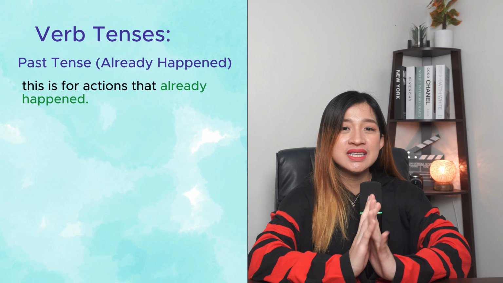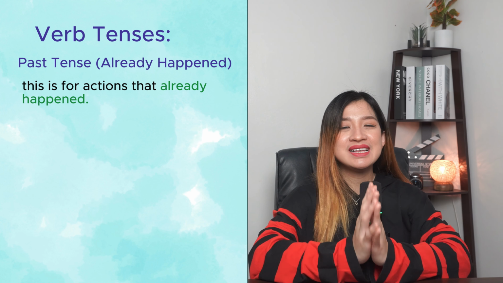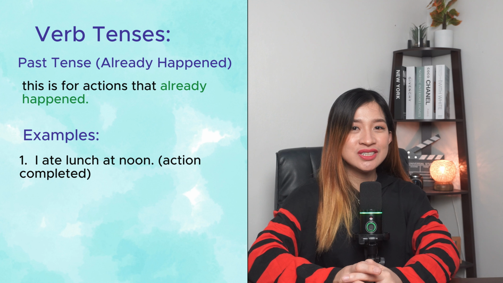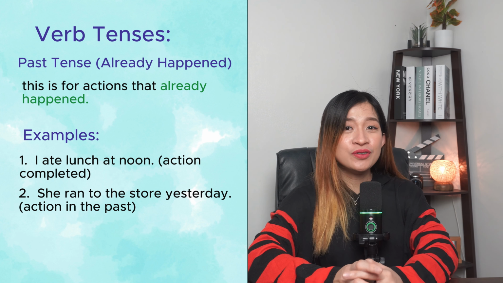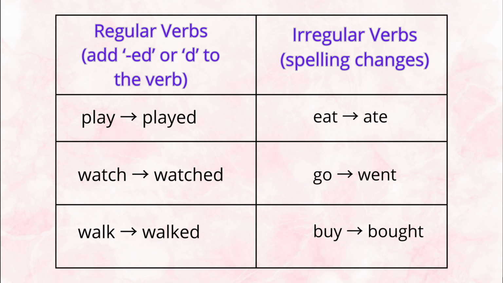Past tense. Now let's talk about the past tense. This is for actions that already happened. Examples. I ate lunch at noon. She ran to the store yesterday. For regular verbs, you just add ed to the verb. Play, played. Watch, watched. Walk, walked.